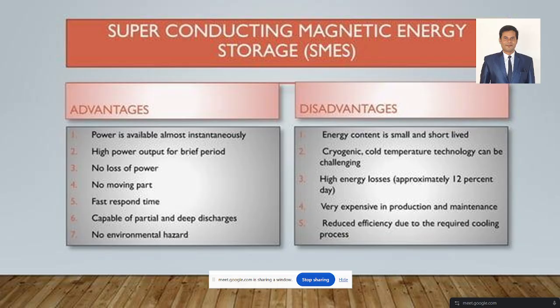What are the benefits from this? Power is available almost instantly. Whenever you want the power, you can just convert your magnetic field to electric field and back, right? That is the benefit. Superconducting magnetic storage helps us store the energy in the form of a magnetic field, so the electromagnetic field is available all the time. Whenever it is required, it converts from the magnetic field to electric field, and the output is very high for a long time, right?